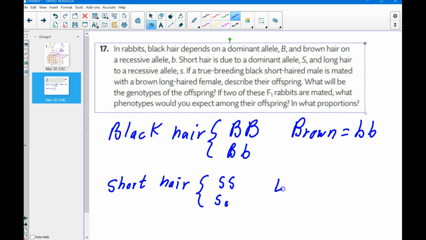And for long hair, that would be two small s's. Perfect. So where we go from here, we know all the possible genotypes.